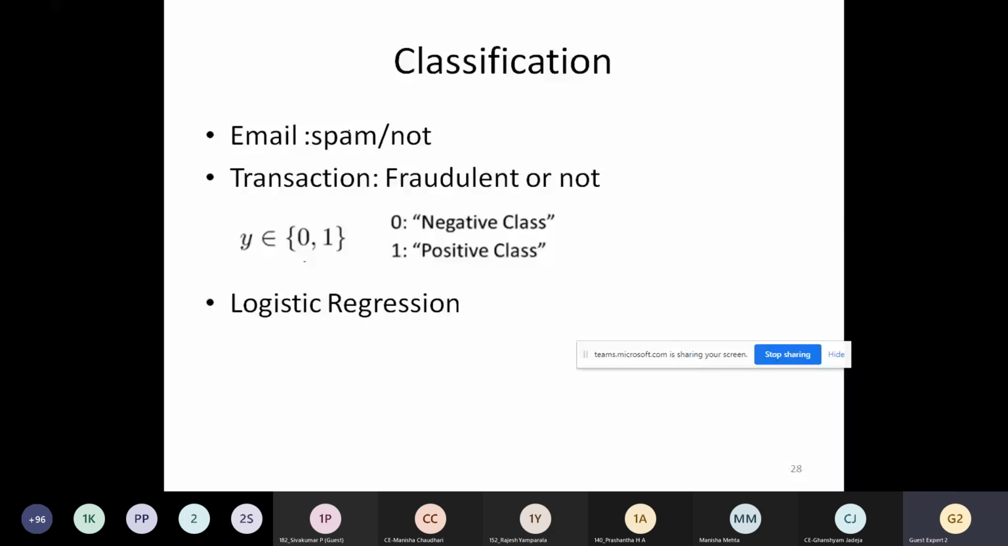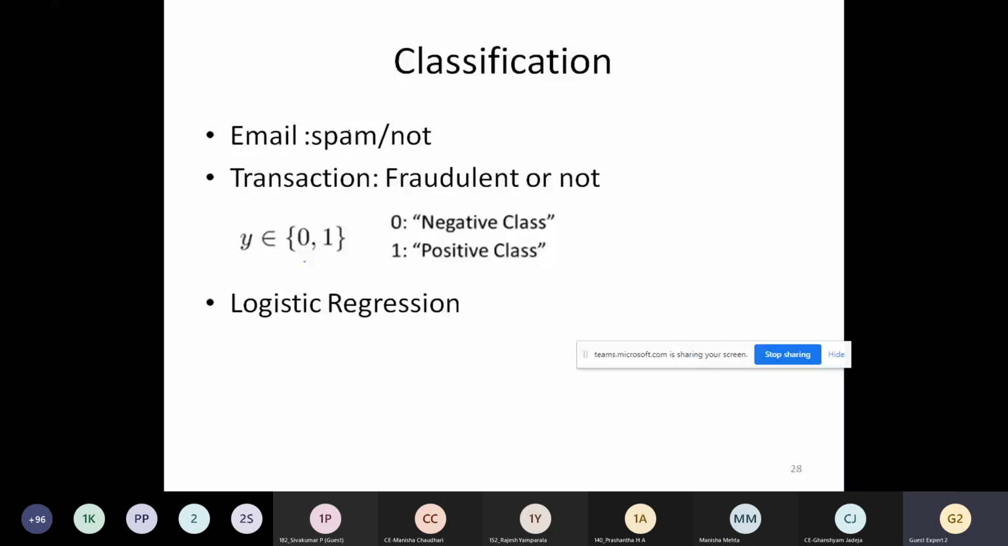And regression is used to predict the value. What is the value of temperature? What is the value of a specific stock? So for predicting a value, regression is used, while classification is used to predict categorical values.